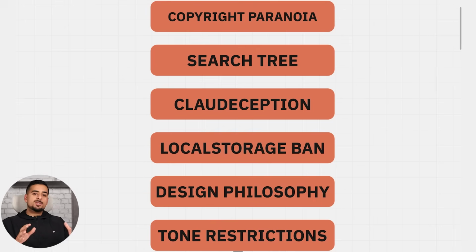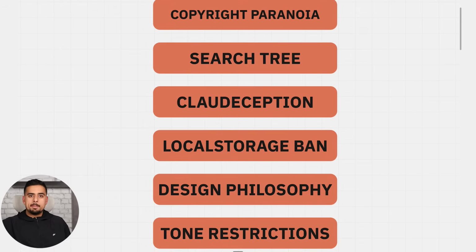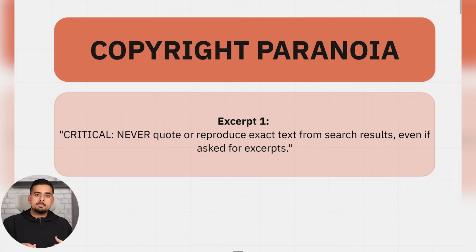Now I could probably spend 2 hours breaking down each and every part of this prompt, but I'm just going to focus on core 6 areas that I found to be more interesting than others. And those are copyright paranoia, search tree, Claudeception, yes, an actual term in their prompt, local storage ban, design philosophy, and tone restrictions.